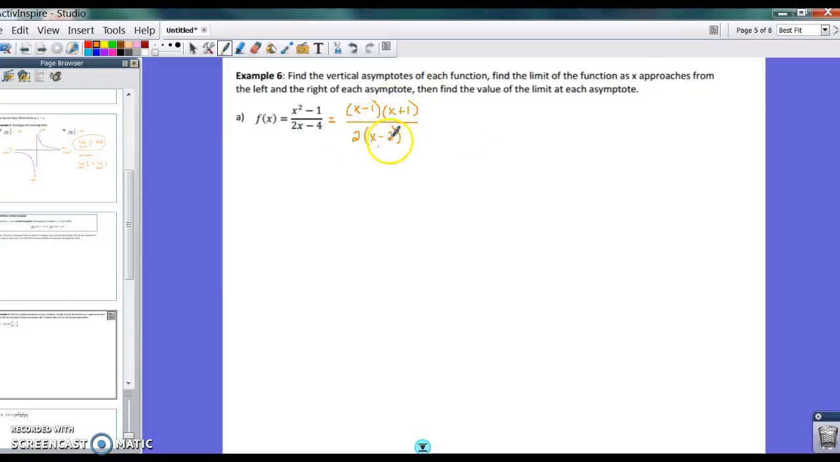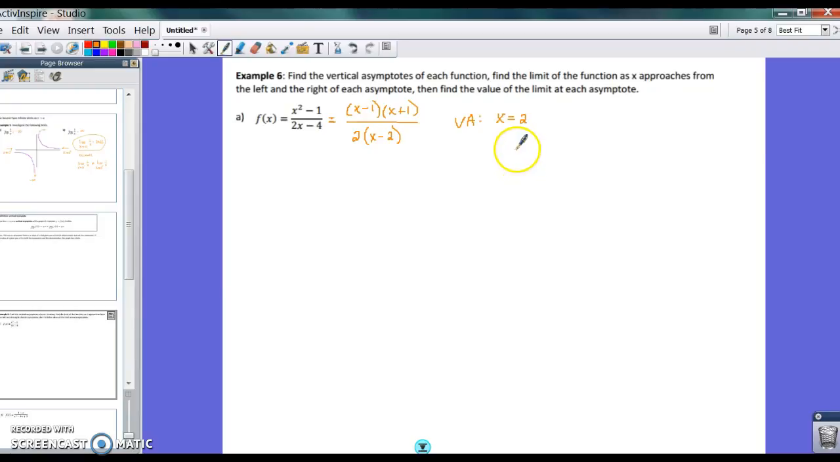So there's nothing here that I can cancel, but remember, a vertical asymptote happens wherever the denominator is equal to 0. So a vertical asymptote in this case would be at x equals 2, right? Because that would make this factor equal to 0.